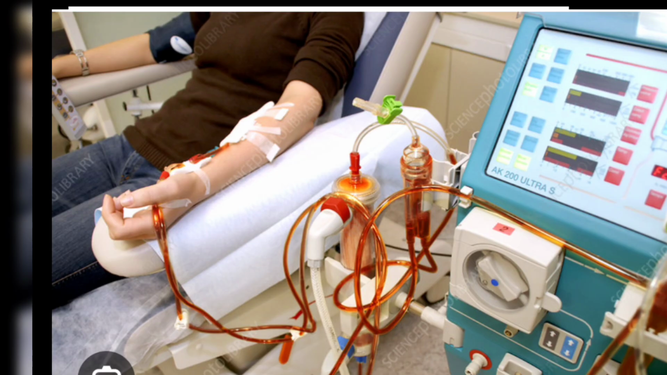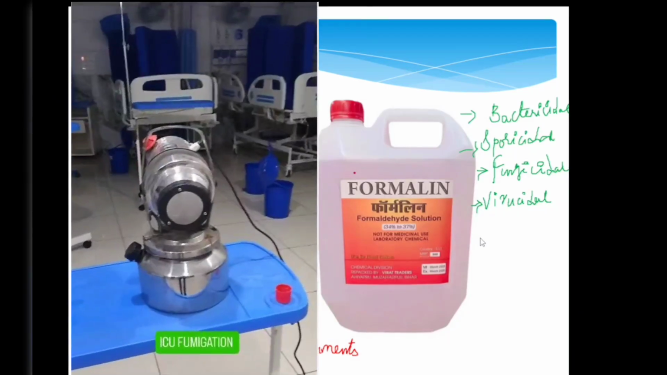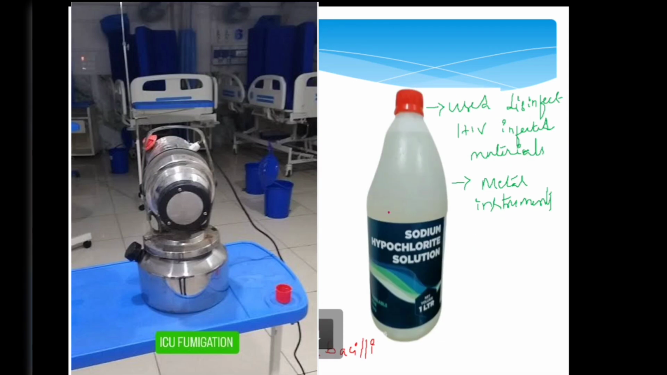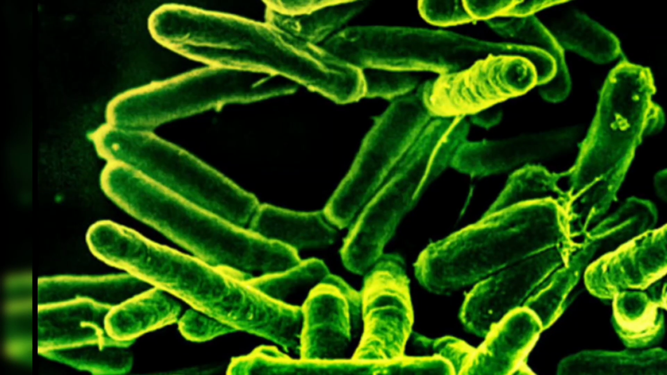Next is the gaseous form of formalin. We use it for fumigation of wards, corridors, ICUs and operation theaters, etc. So these are some advantages of formalin and formaldehyde. Next you can see glutaraldehyde. Compared to formaldehyde, it is highly effective and less toxic. It is mostly used to kill tubercle bacilli.